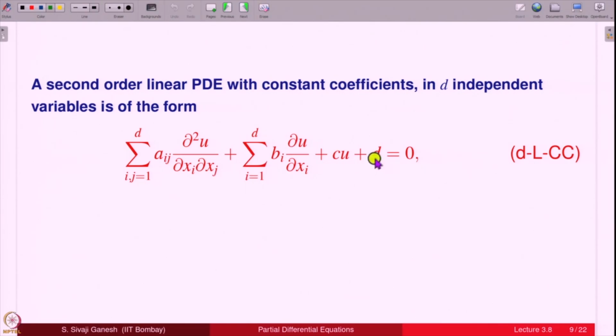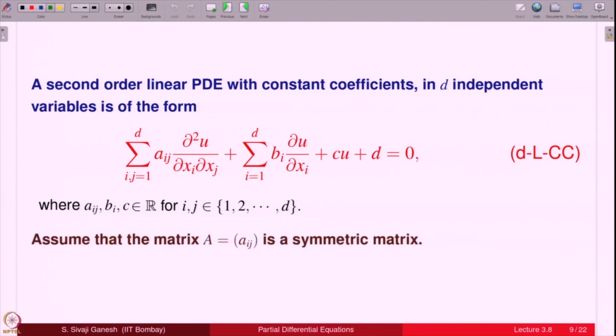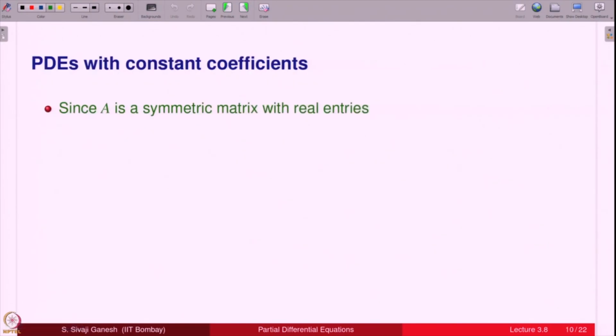In fact, this D need not be constant, it does not matter, because everything depends only on this. Okay. So, these are numbers, let us take that. Anyway, we are assuming constant coefficients, assume everything is constant. D need not be constant, D can be a function of x, it can be on the right hand side, it does not change the discussion. So, assume that the matrix is symmetric as before.